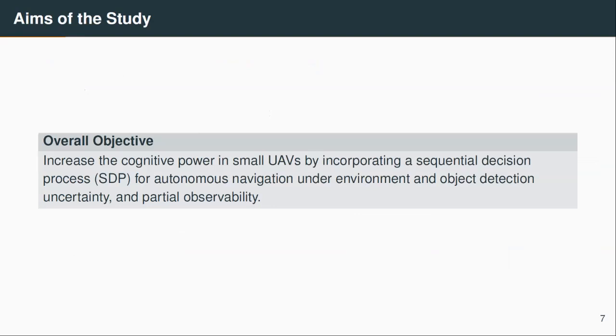The overall objective of my research was to increase the cognitive power in small UAVs by incorporating a sequential decision process for autonomous navigation under environment and object detection uncertainty and partial observability.